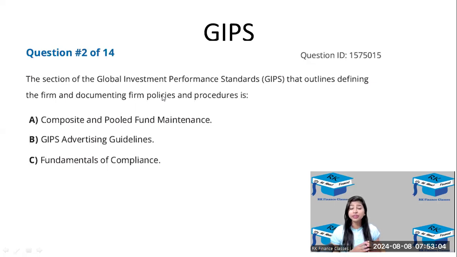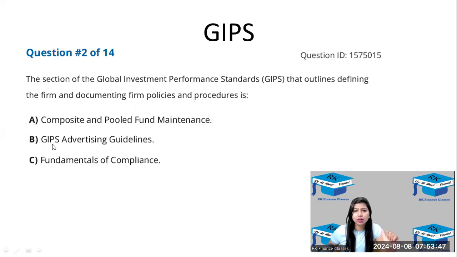Or if you are including fee paying clients, non-fee paying, discretionary, or non-discretionary clients, everything you have to include in the definition of the firm. So Section 1 talks about defining a firm and following the GIPS policies, what are the procedures or the rules, regulations, guidelines given by the GIPS. That is the first section, which is fundamentals of compliance. So in the question we have been asked regarding documenting the firm policies and the procedures, which is nothing but fundamentals of compliance. So those 8 sections are, first would be the fundamentals of compliance.